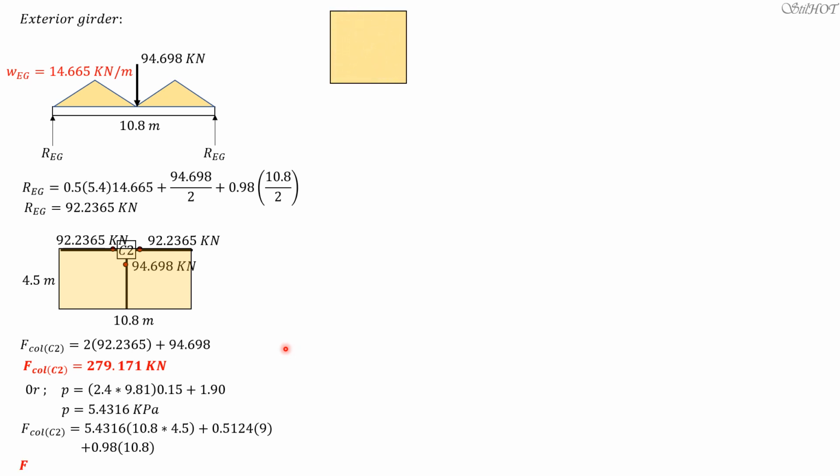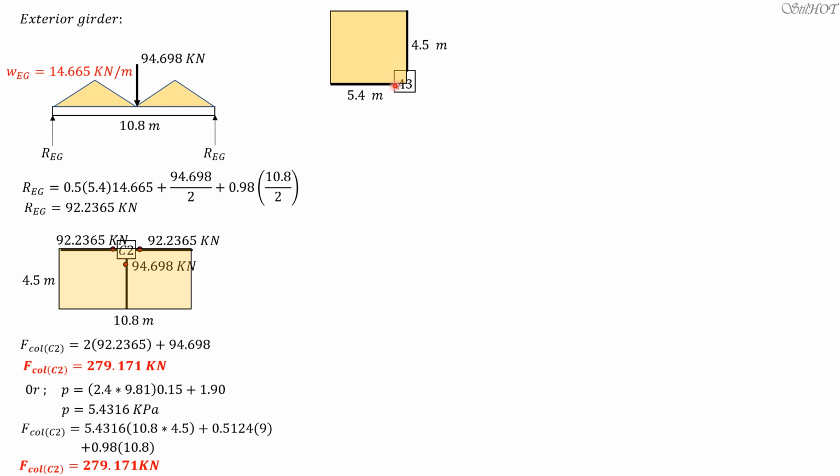So you will get the same value of 279.171 kilonewtons. Now for column A3, this is column E3 here, then the dimension will be 4.5 and half only of 10.8, so 5.4.